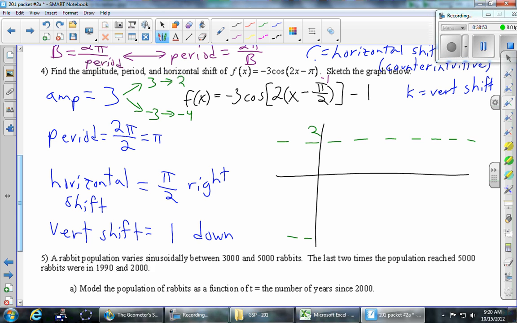So the first thing that I do is I put some dotted lines that are going to really cap my function. I can tell you without drawing anything that the graph is going to be entirely inside of that band. So up to 2 and down to -4. Probably a good idea to put the middle there as well. What's the middle? It's -1. It's halfway in between. It's also this vertical shift. So we'll put -1 as our middle.